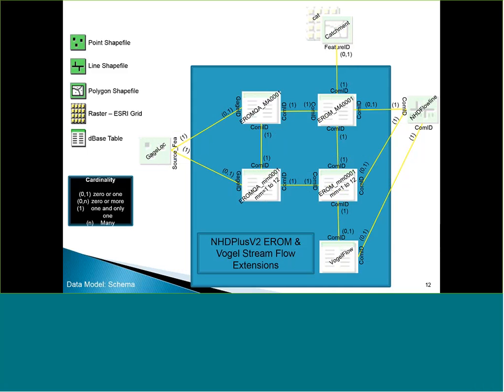This diagram shows the EROM and Vogel streamflow extension component. EROM provides mean annual and mean monthly streamflow estimates. The Vogel model provides just mean annual estimates.